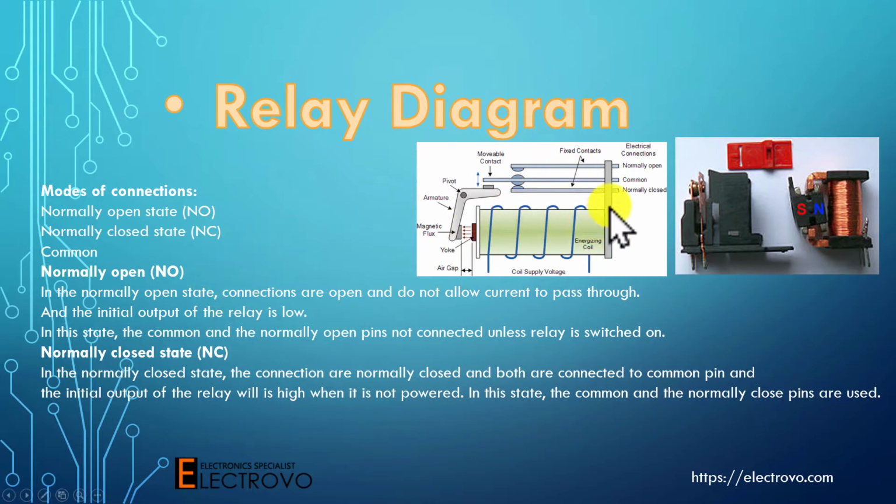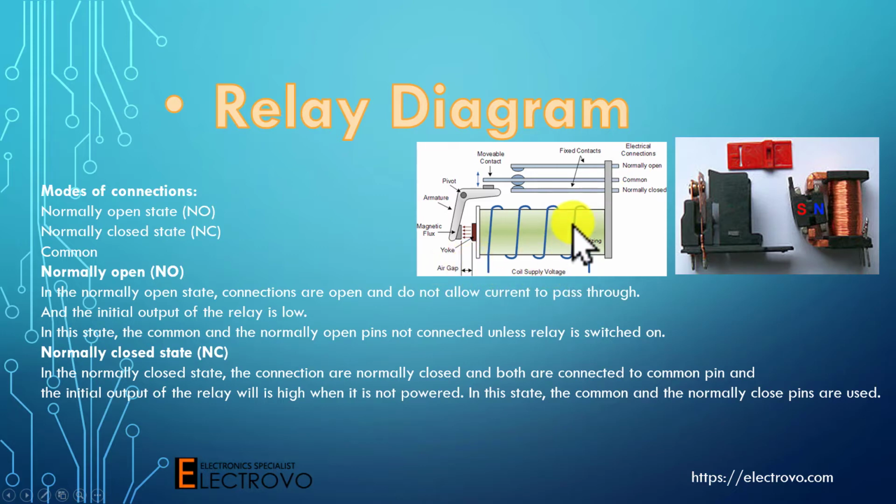How it works: it has a coil inside of it. So when current passes through this magnetic coil, it gets magnetized and triggers this arm, and it will push this pin and connect to other pins. It has three pins: one is normally closed, one is common, and one is normally open. The normally open is normally open, but the normally closed is connected to common.